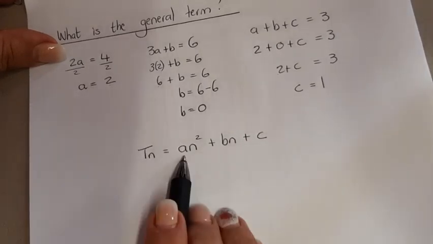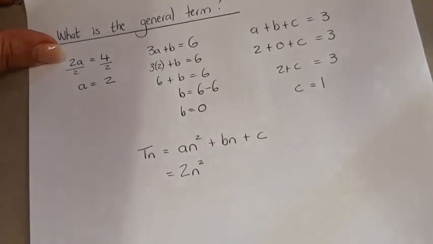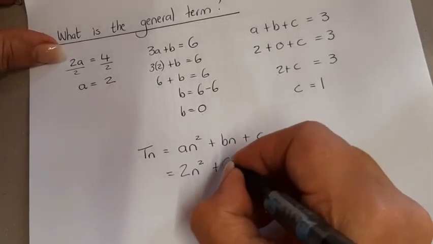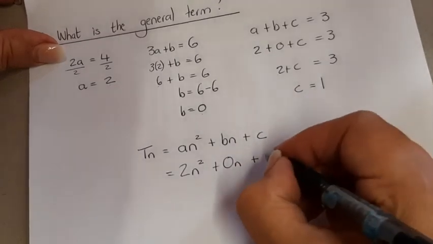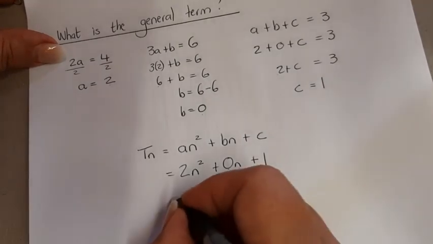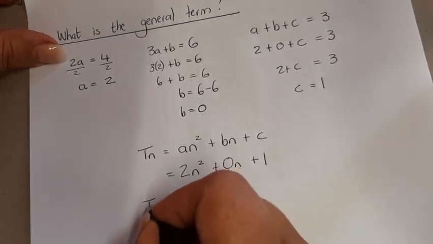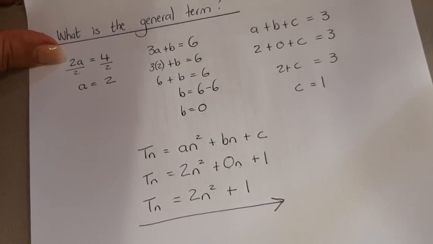a is 2, so it will be 2n squared. b is 0, so it will be 0n. And c is 1. 0n means nothing, so it will be 2n squared plus 1. And that is my general term for this sequence.